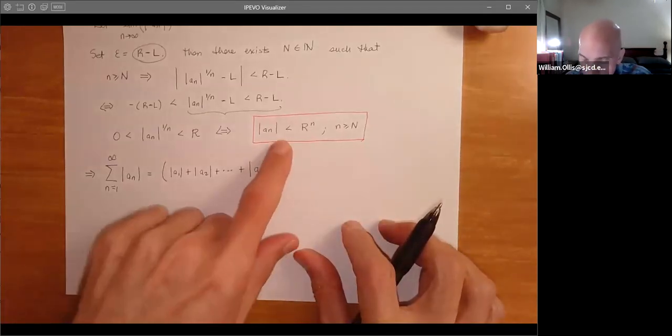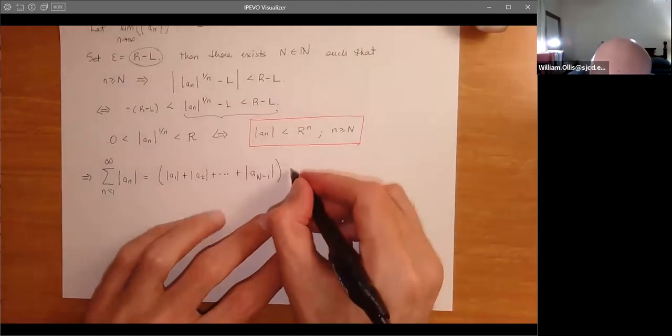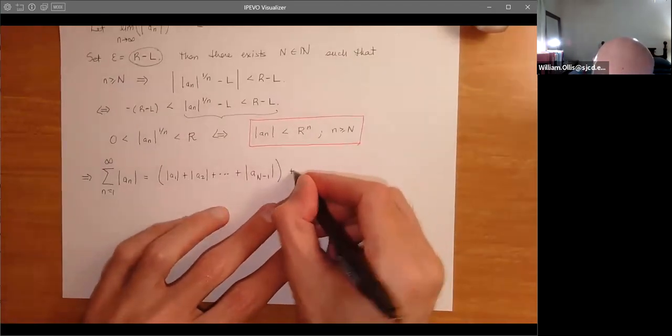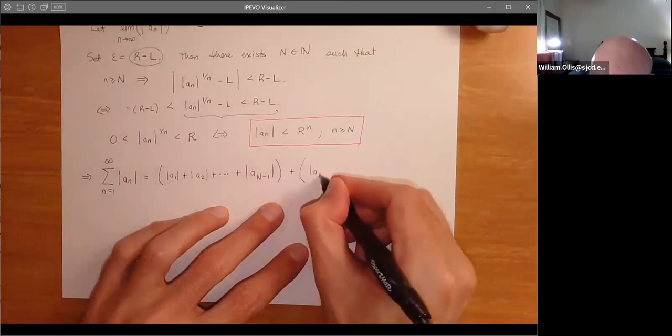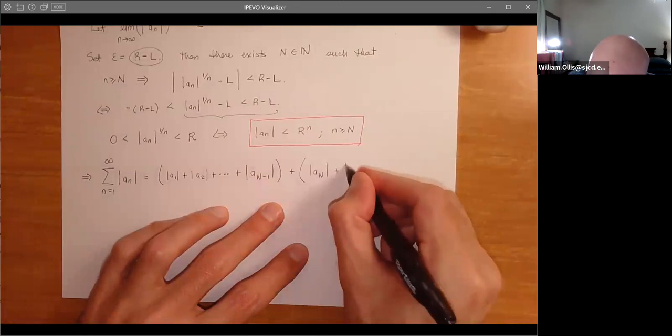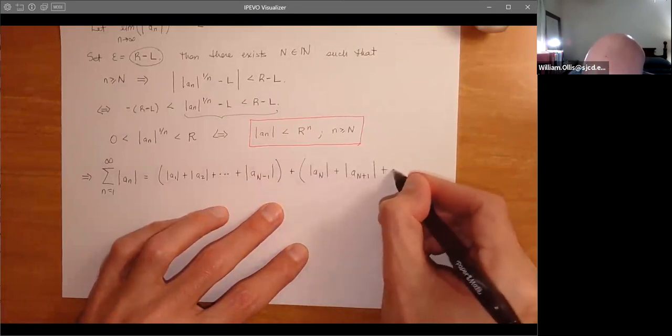And then after that, we're going to bump to this one because this one's going to start using what's in the red box. And then plus, now we'll just write the other terms. I'll write these out so it's easy to see. A sub N plus A sub N plus one, etc.